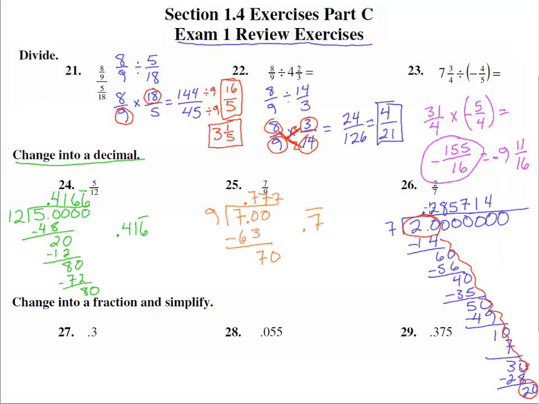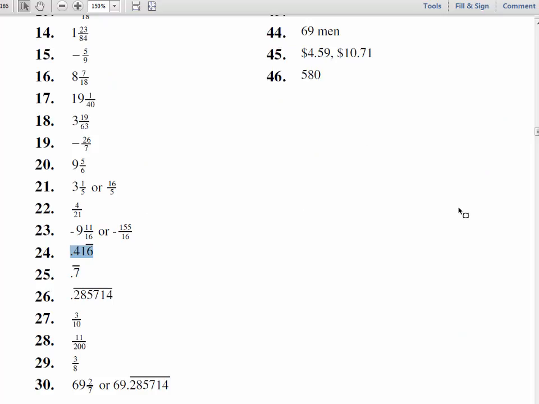So this will repeat the 2, 8, 5, 7, 1, 4 forever. Now, if you didn't go so far, you could have stopped 0.29 if you rounded to the nearest hundredth, 0.286 if you rounded to the nearest thousandth, 0.2857 if you rounded to the nearest 10,000, always looking to the place past where you round to if you're going to round. Let's check our answer there.